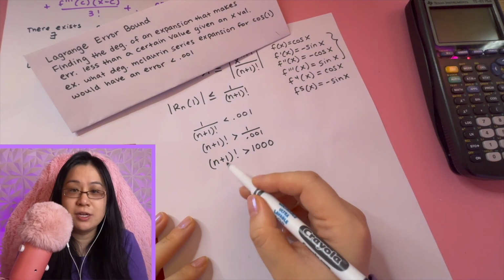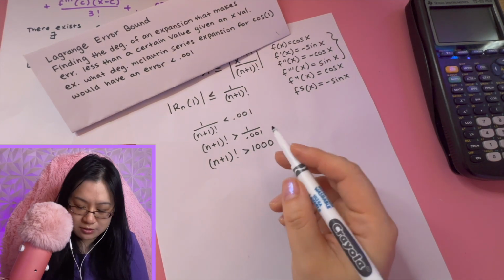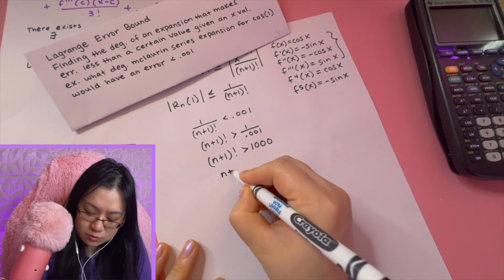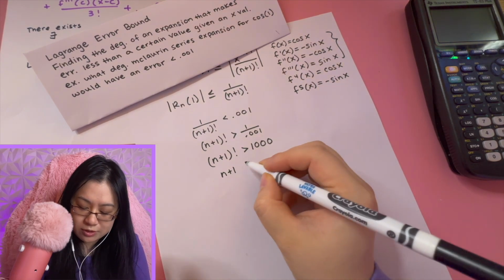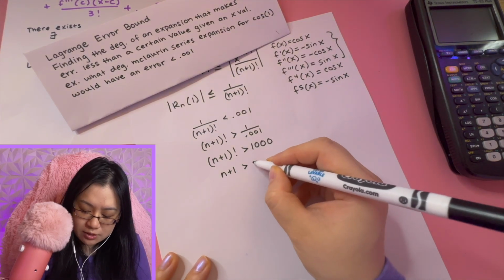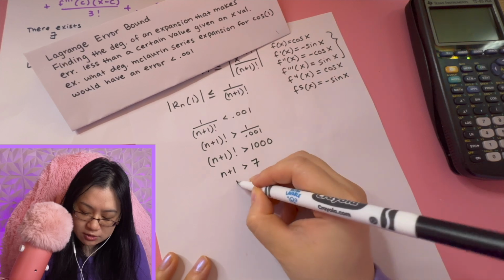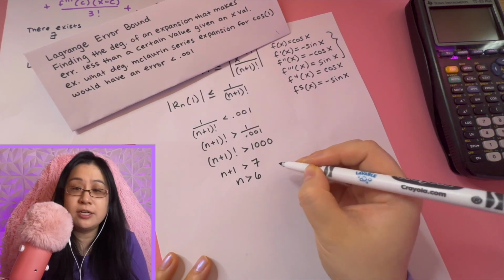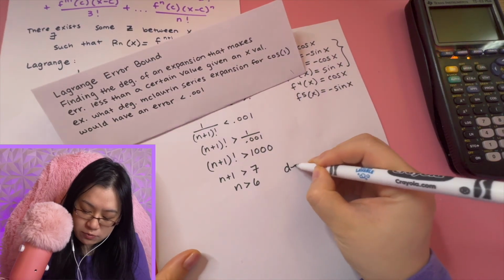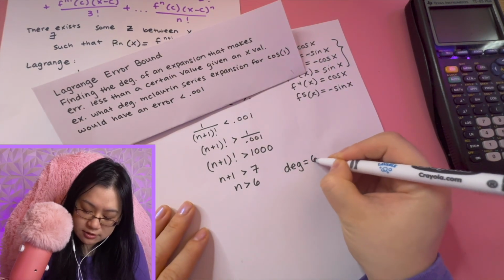So 7 times 620 is like 4,000 something, so that's definitely greater. So you basically want n plus 1 to equal, or technically anything greater than 7, which means that as long as n is greater than 6, you're good to go. So the actual degree would be 6.